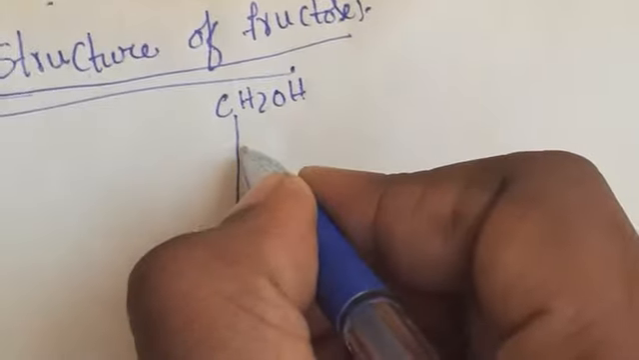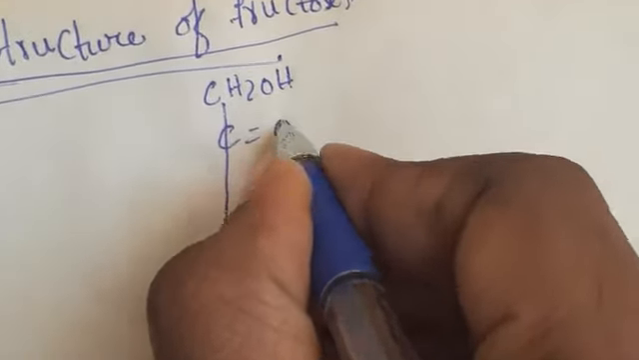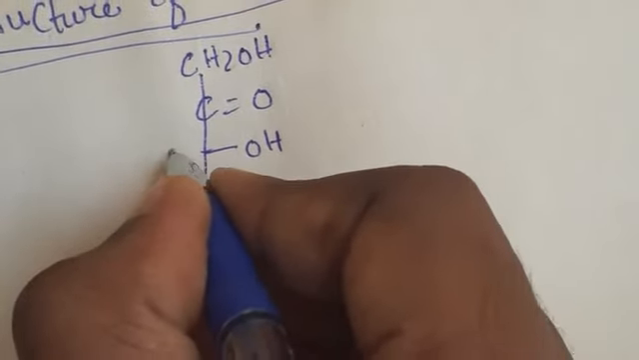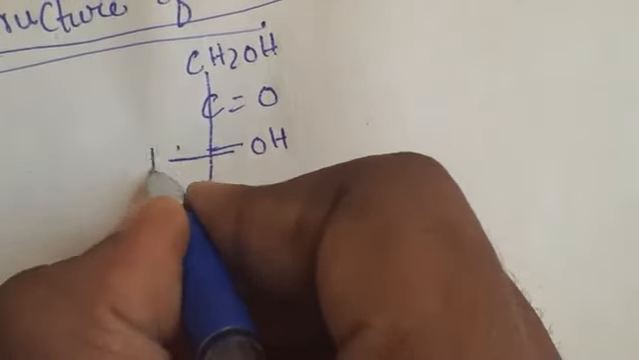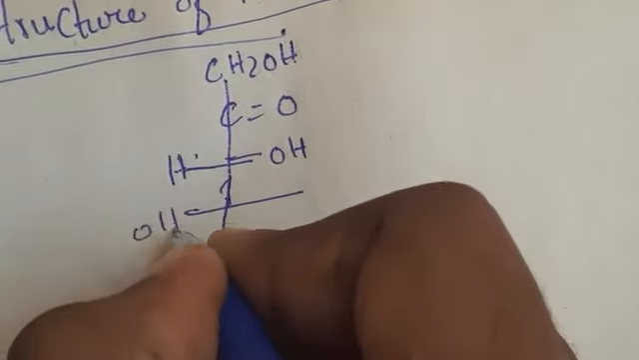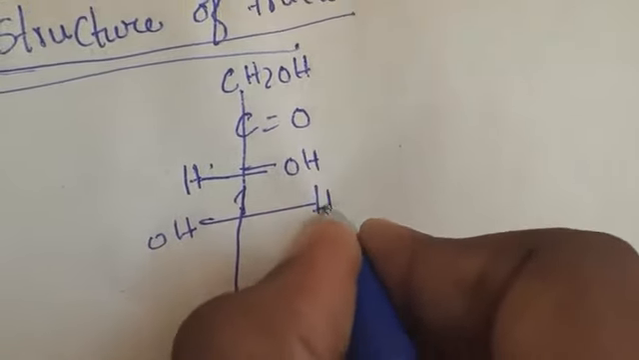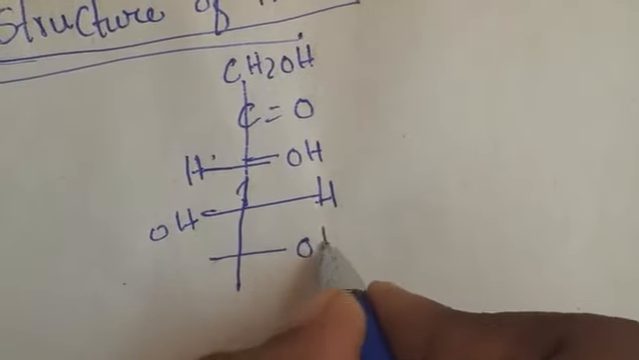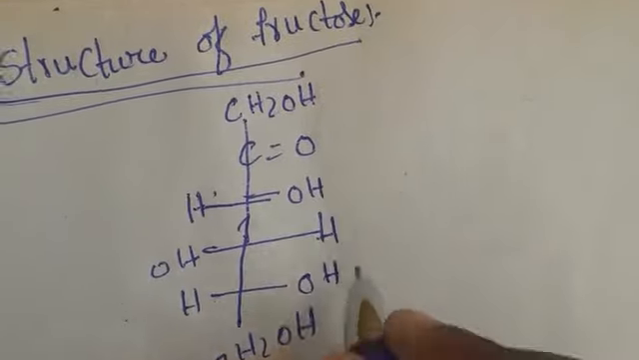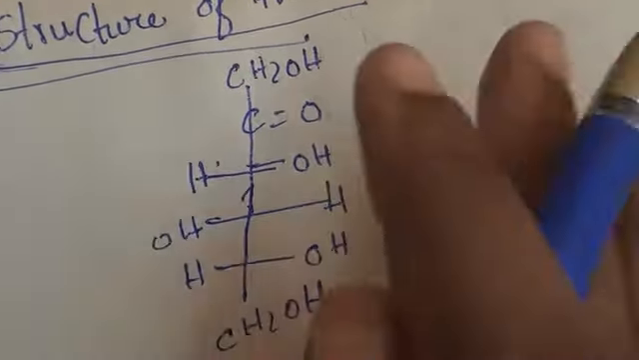CH2OH, C double bond O, OH, H, OH, H, OH, H, CH2OH. So this is the structure of fructose.